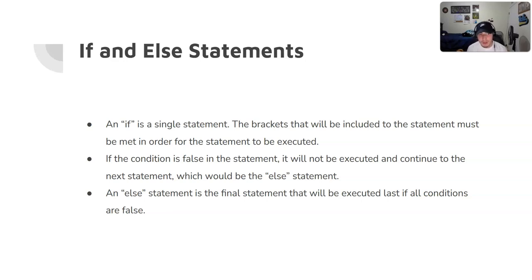When coding, the if statement has to be the first one, as I'll explain further in how your code should be structured. If the condition in the statement is false, it will not be executed and will continue to the next statement, which will be the else statement. The else statement is the final statement, executed last if all conditions are false. So if each branch continues as each condition is false, it will go straight to the last else statement.